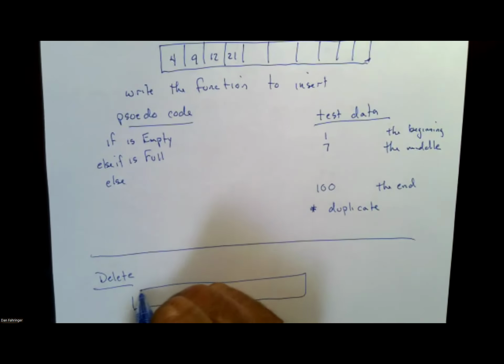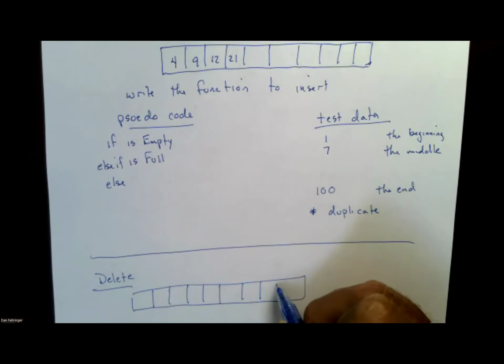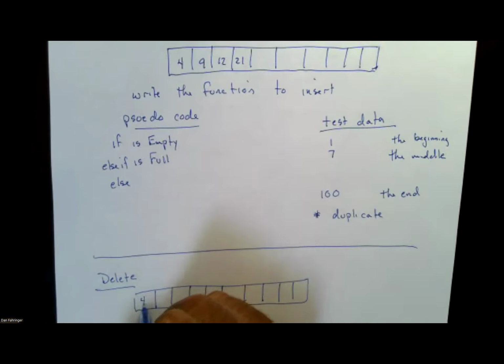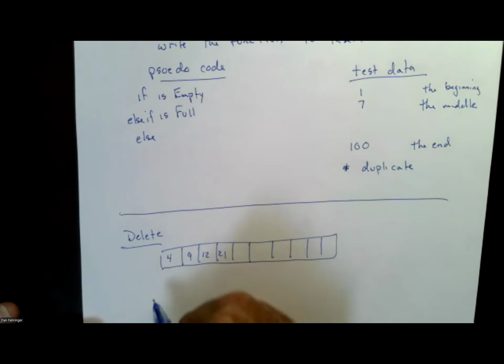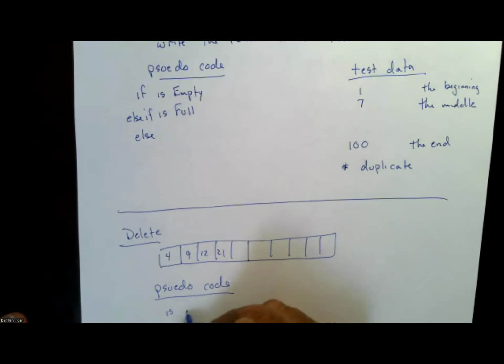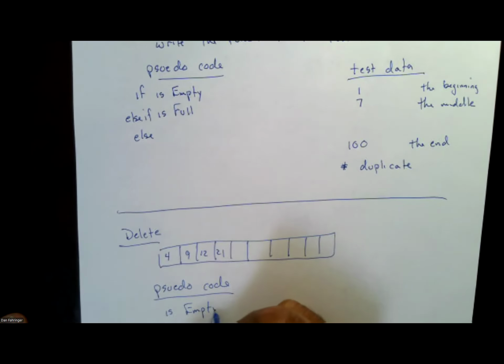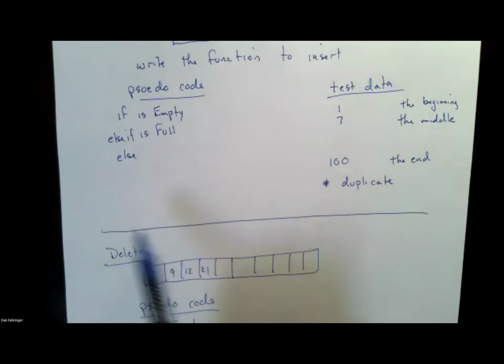Same array. How about those Nittany Lions? 4, 9, 12, 21. Pseudocode. Some ideas of what's going on here. Check if it's empty again. Yep, I need to see if it's empty. Do I care if it's full or not? No, because I'm going to be deleting something. Now, I'm starting to train you the way I need you to think the rest of the semester.